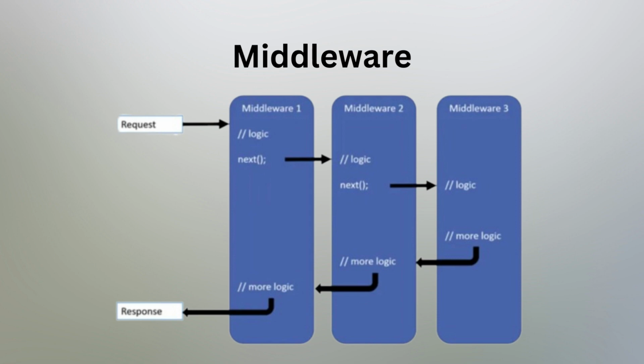One of the benefits of using middleware in .NET Core is that it promotes separation of concerns, making it easier to maintain and evolve the application over time. Middleware components can be developed and tested independently, and they can be easily swapped in and out of the pipeline as needed.